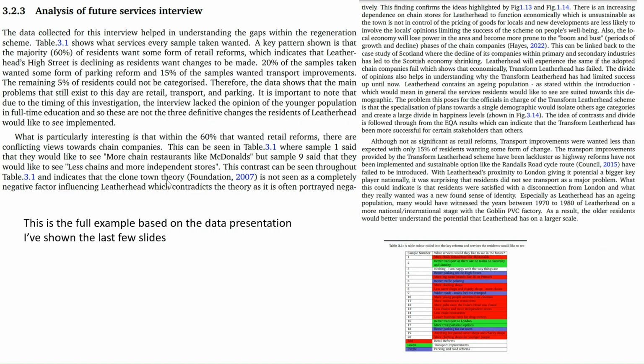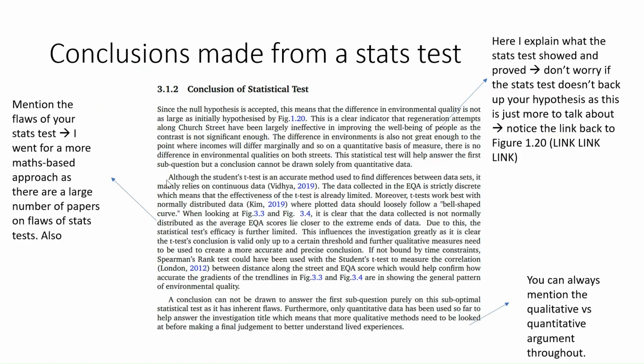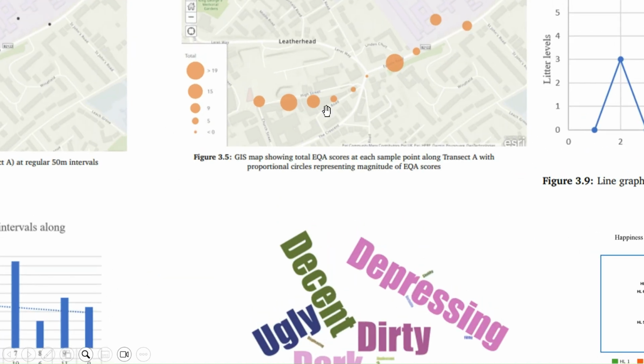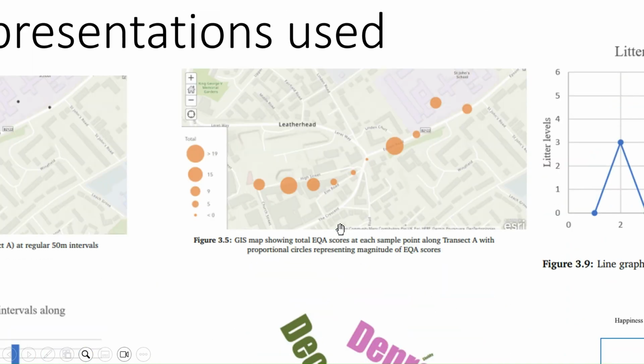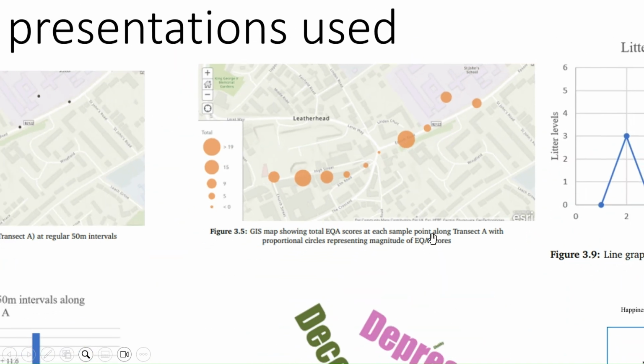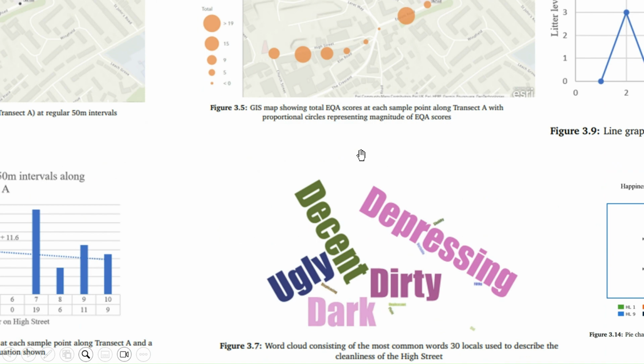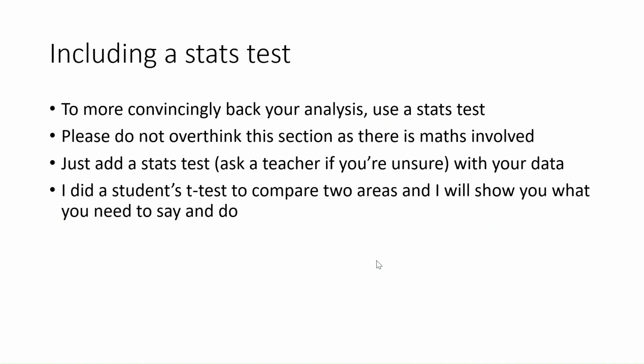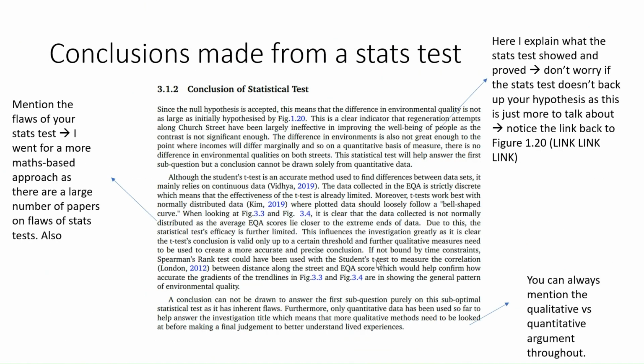And just to give you a little more insight, you could potentially link: why is a word cloud describing a street linked to happiness levels? Perhaps, I'm just giving you examples of what you could do. Why are higher EQA scores going to lead to a word cloud such as this one? This is just some examples. And link between your data presentations as well as your intro sections.